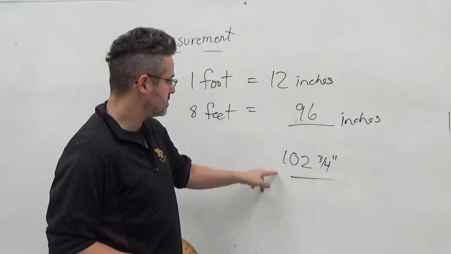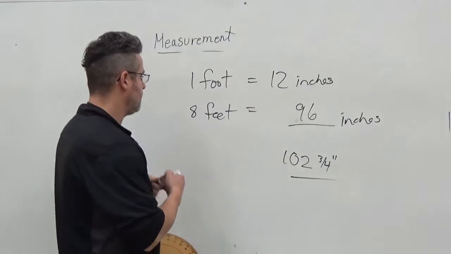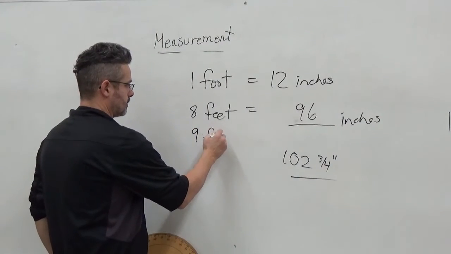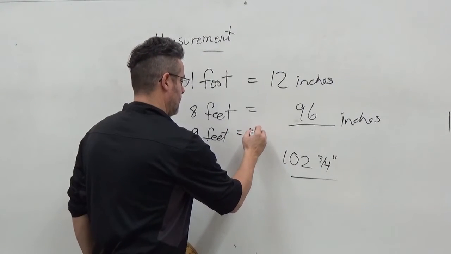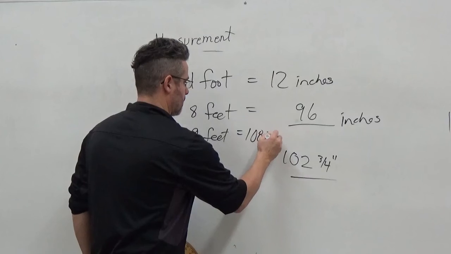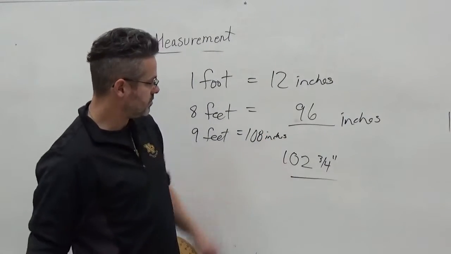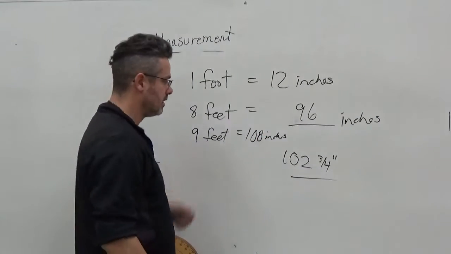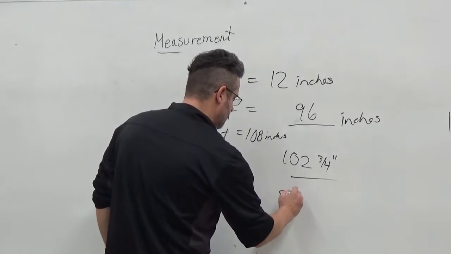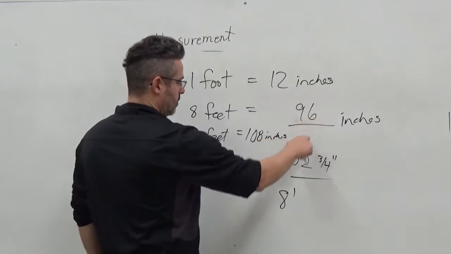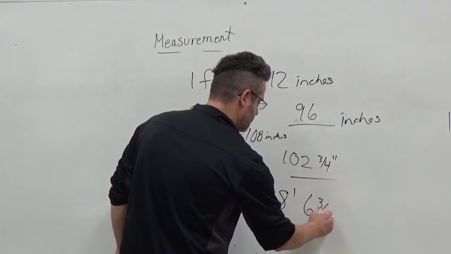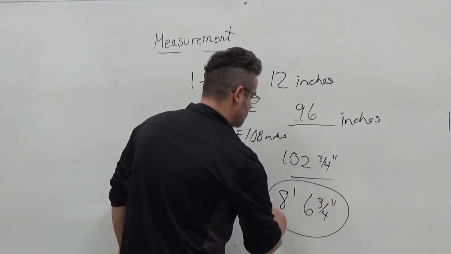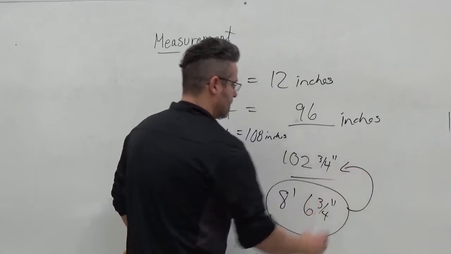And you'd say, oh, well, this is actually, let's see, 9 feet is 108 inches. So therefore, this one's less than 9 but greater than 8. So I know that this would be 8 feet. Okay, how many more inches than that? It looks like 6 inches and 3/4. So this is the same as this.